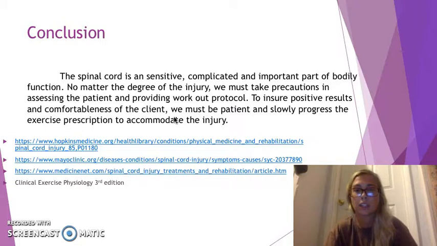So in conclusion, the spinal cord is a sensitive, complicated, and very important part of bodily function. No matter the degree of the injury, we must take precautions in assessing the patient and providing a workout protocol. To ensure positive results and comfortableness of the patient, we must be patient and slowly progress the exercise prescription to accommodate the injury. And there are my resources.